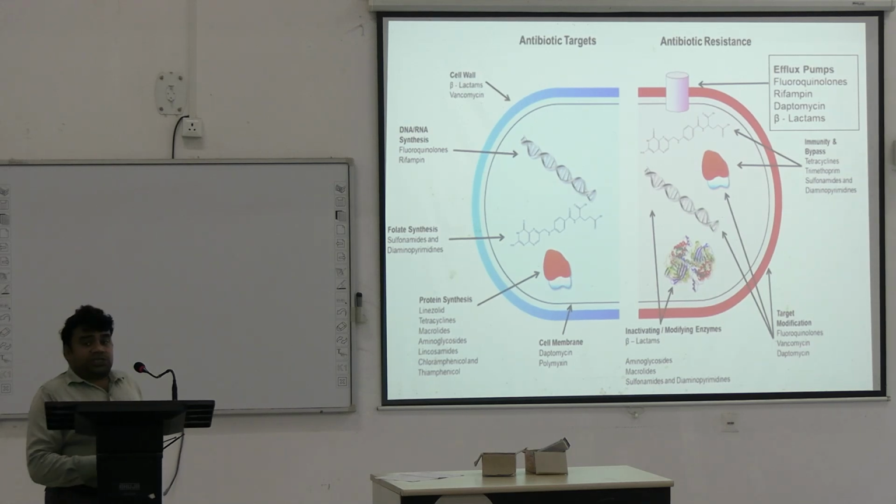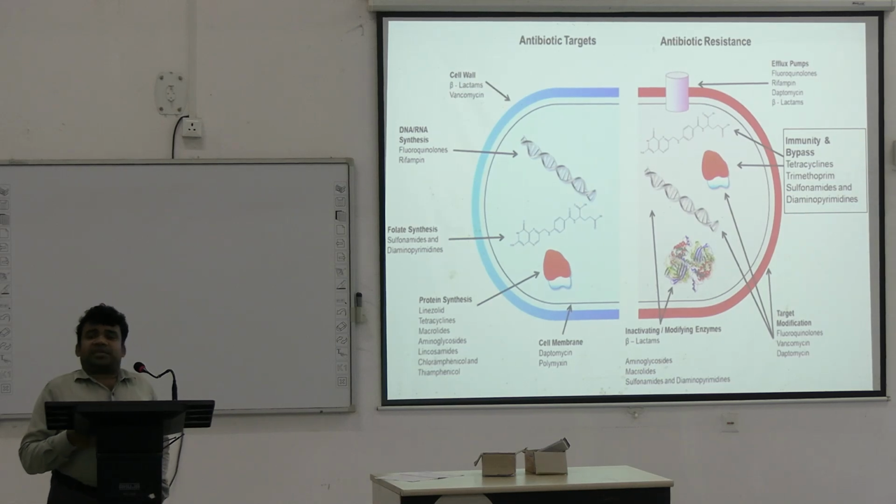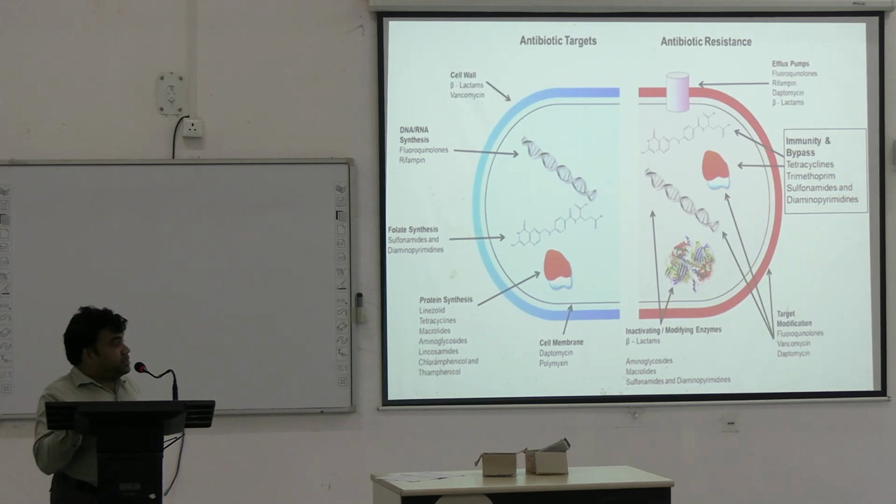This is commonly seen with fluoroquinolones, rifampicins, and some of the beta-lactams. Some of the antibiotics interfere with a metabolic pathway, so the bacteria then evolve to bypass this metabolic pathway, as can be seen with sulfonamides.